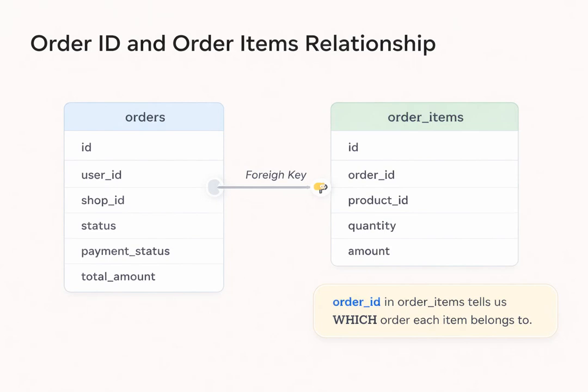Let's talk about why the order ID field exists in the order items table. When you have an order, you need to know which specific items belong to that order. Without the order ID stored in the order items table, there would be no way to link an item back to its parent order. So the order ID acts as a foreign key. It creates that relationship between an order and all the items inside it. This is a fundamental concept in relational database design. You use foreign keys to express ownership and belonging between tables.